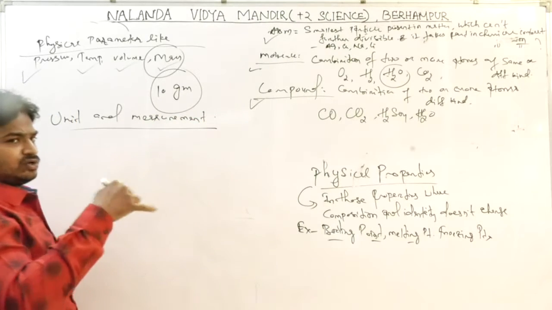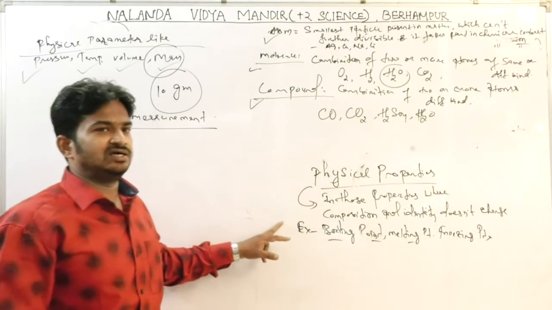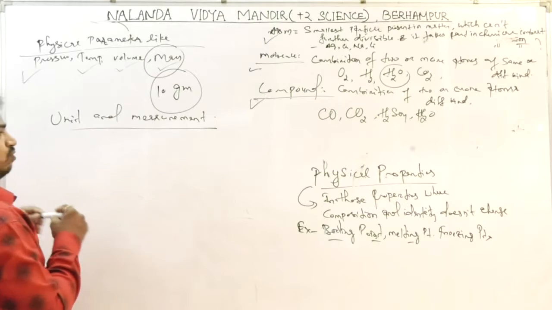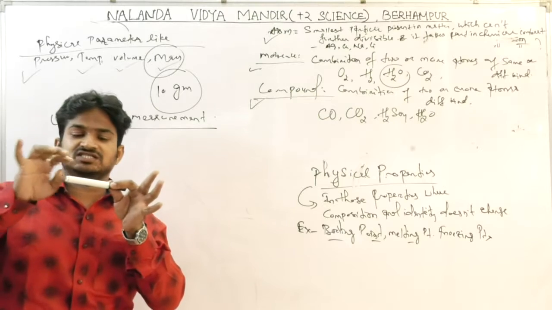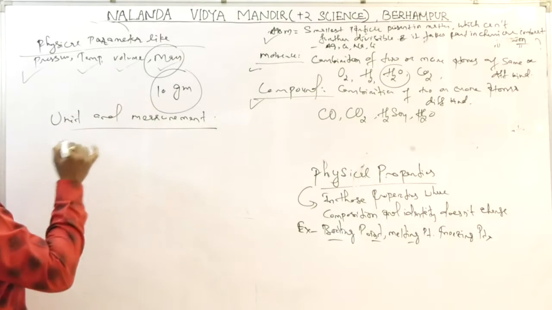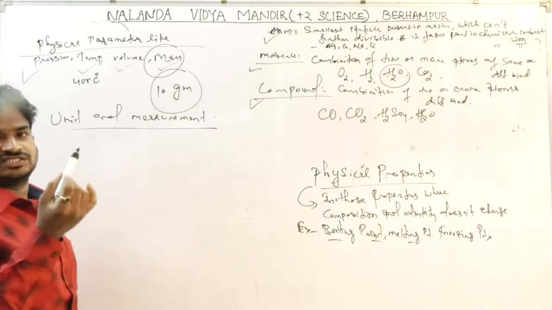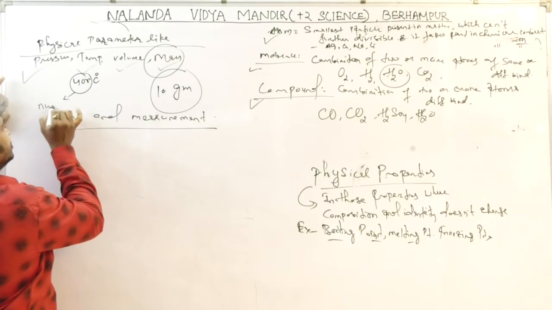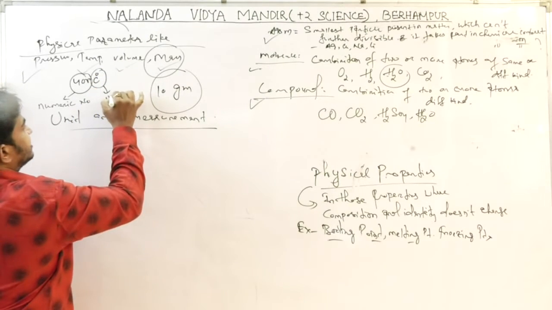While we are going to measure some physical properties of matter, we will be concerned with volume, mass, and temperature. For example, what is the melting point of this marker, meaning at what temperature this marker will melt. For example, if it is 400 degrees Celsius, here the 400 is the numeric number, and degree Celsius is the unit.